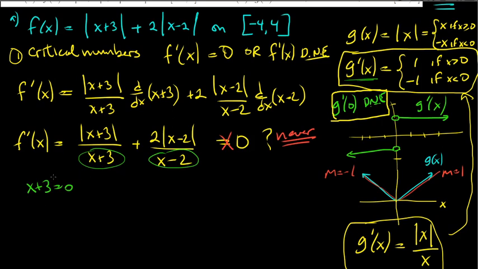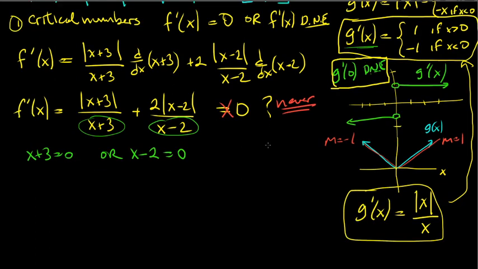Wait, I don't think I said that right. Either when x plus 3 equals 0 or when x minus 2 equals 0. Yeah, I'm getting tired. So if I said x plus 2, I've got to be careful. All right. In any case, we get two solutions, right? We get negative 3 and positive 2. So those are our critical numbers.